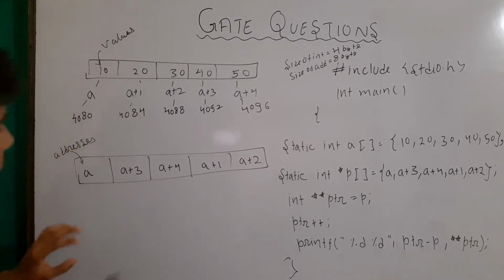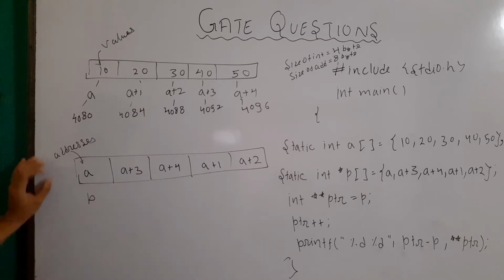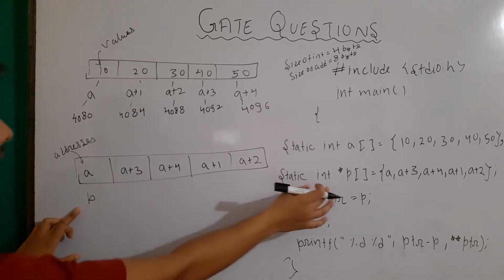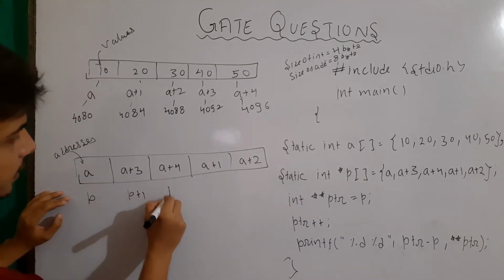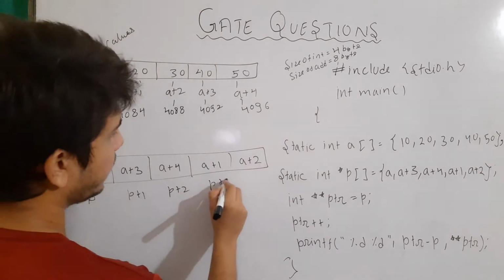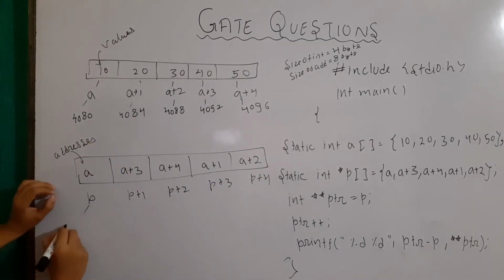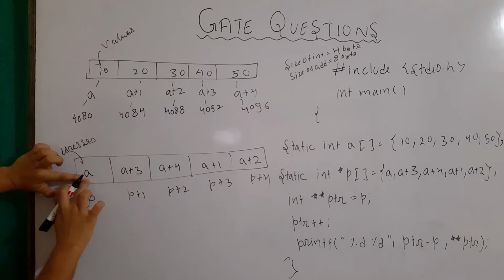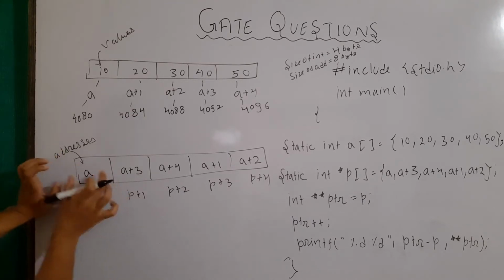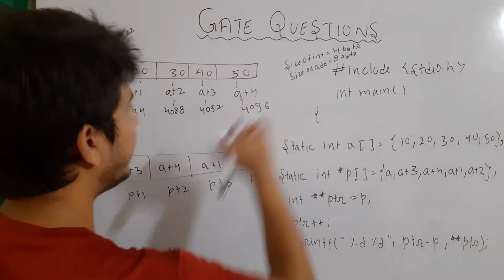So now let's say the base address of the array of pointers can be represented by p, okay? Then the next addresses will be p plus 1, p plus 2, p plus 3, and p plus 4, right? Now consider that the base address is 3020. How many bytes are required to store this address? Basically this is an address, and to store an address we require 8 bytes, right?